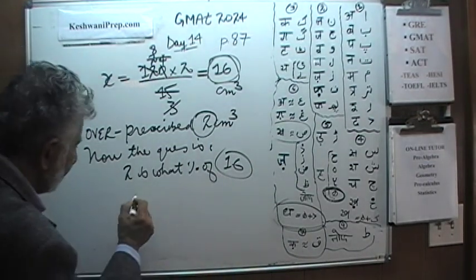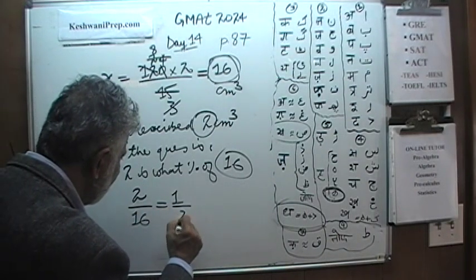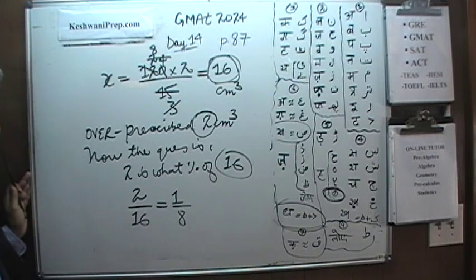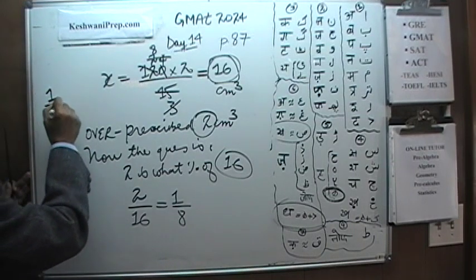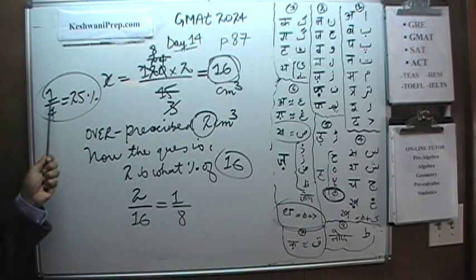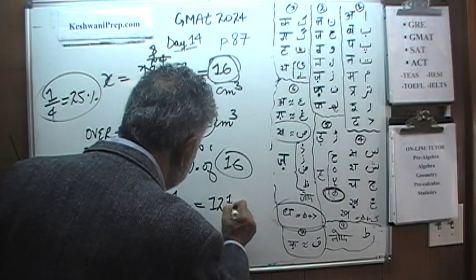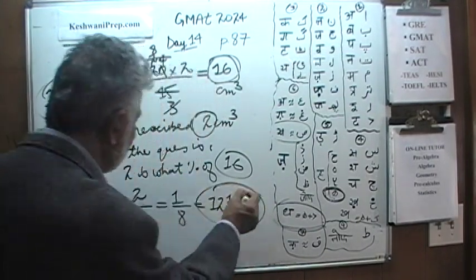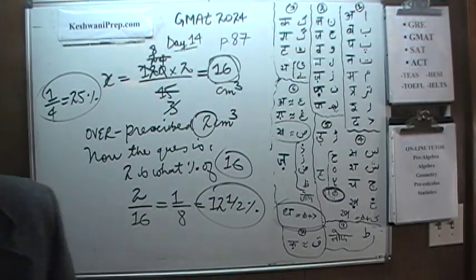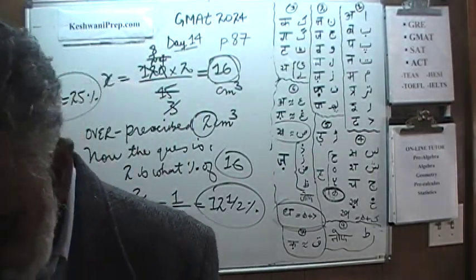2 is what percentage of 16, which I can write as 2 over 16, which is the same as 1 over 8. And we know 1 quarter is 25%. Of course we know that. If 1 quarter is 25%, 1 eighth must be 12 and a half. That's all. That's your answer. He was overprescribed 12.5%. That was problem number 86.